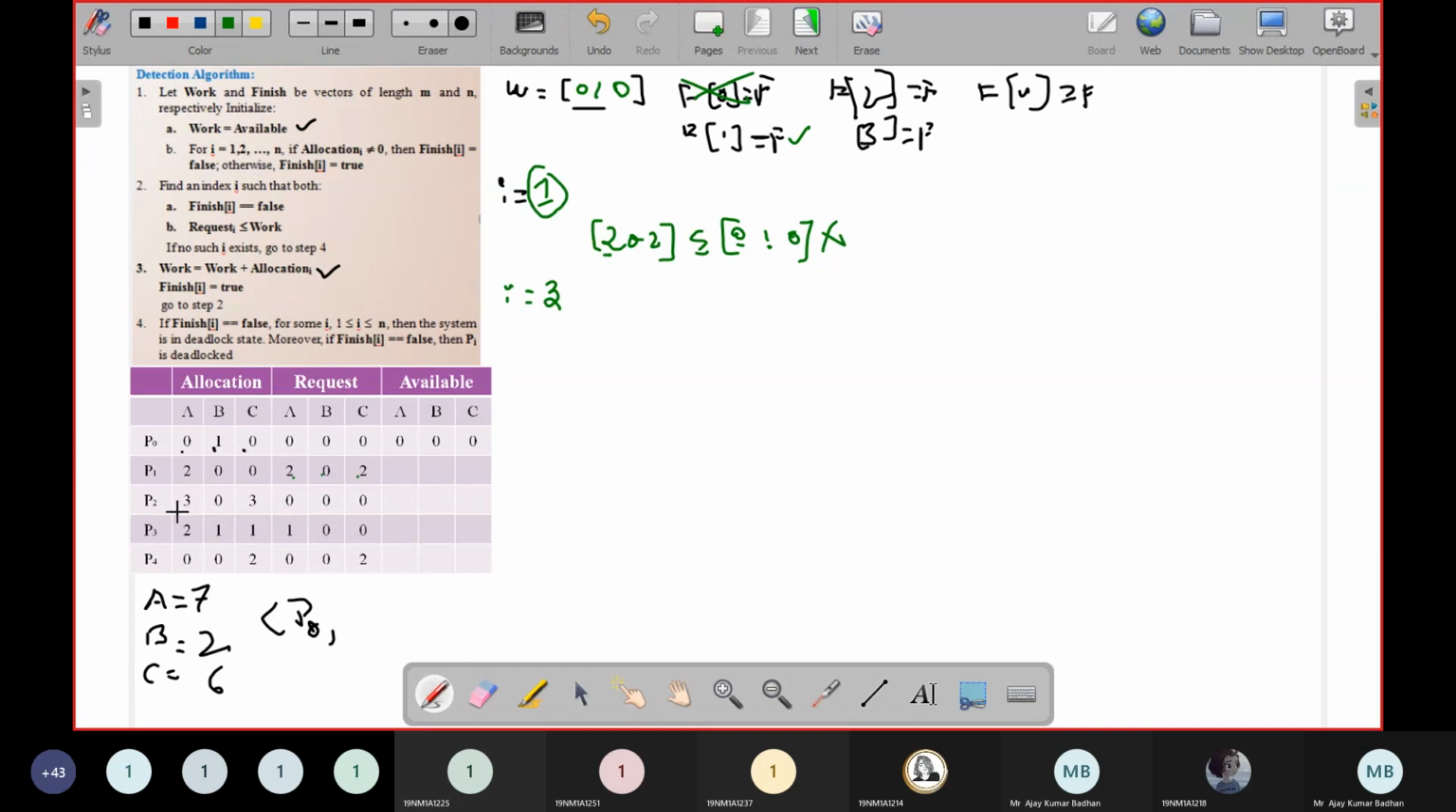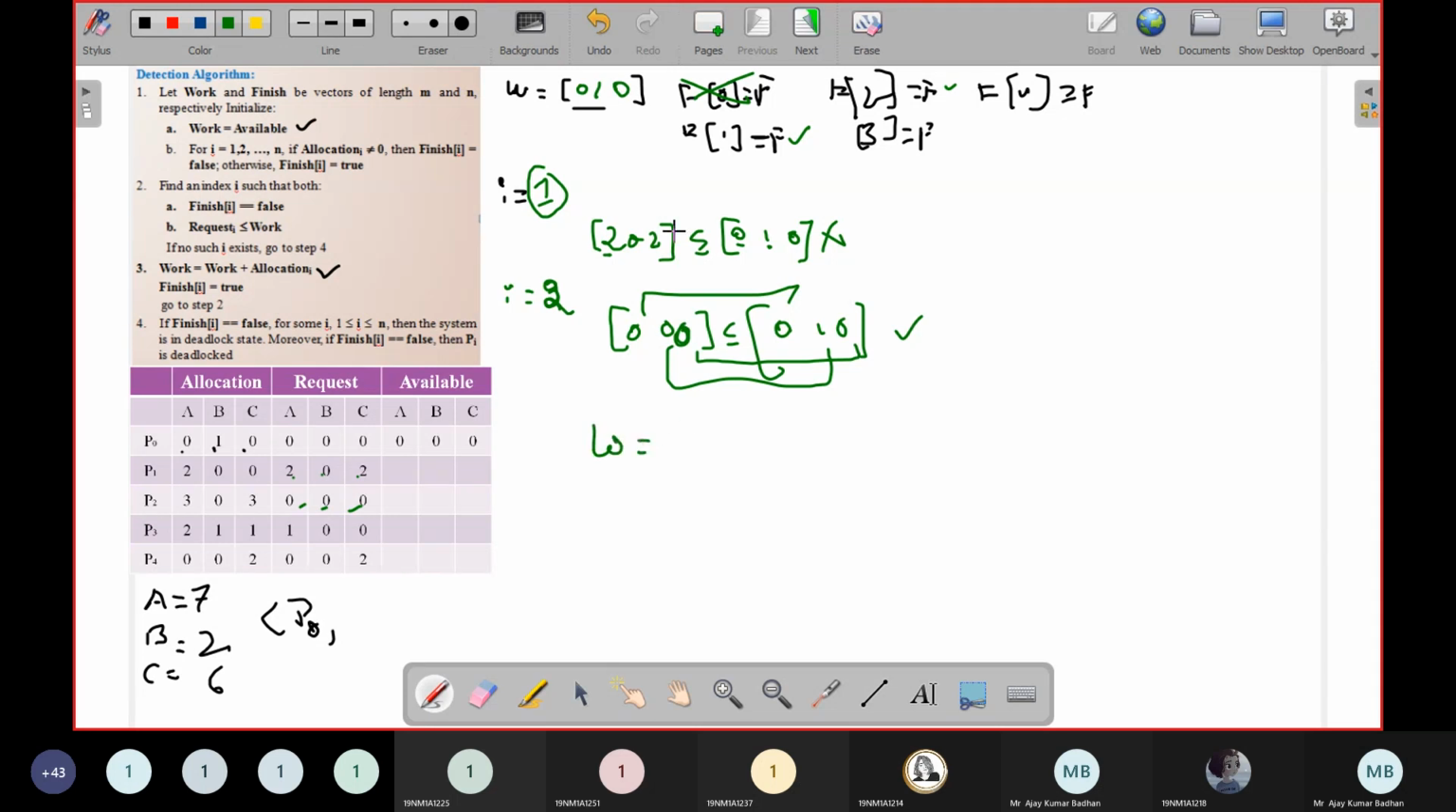We'll go to the third process now. What is the third process here? i equal to 2, sorry, not 3, 2. Now coming to 2, if you see here, it is false, so the condition is true. What is the request of this? 0, 0, 0. So 0, 0, 0 is less than or equal to work. What is the work here? 0, 1, 0. So the condition, I think you people can see, is true, because 0 is equal to 0, this 0 is less than 1, and this 0 is equal to 0. Condition satisfied.